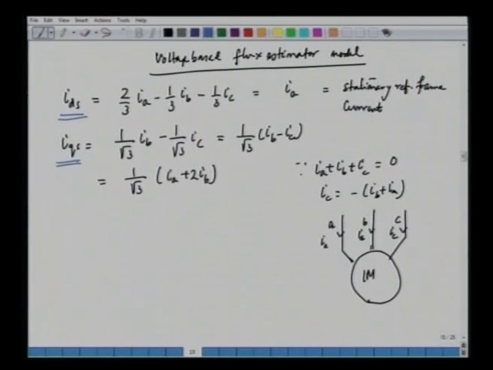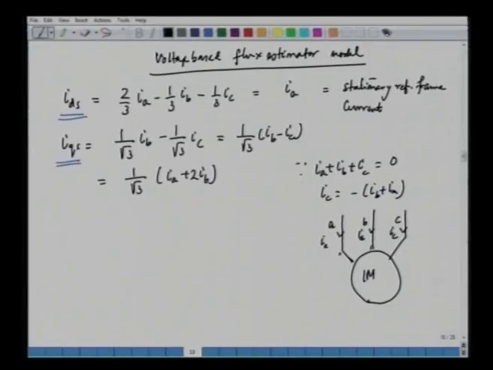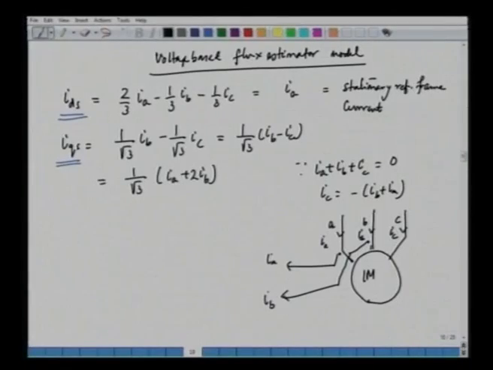If we have a current sensor here, this current sensor will be giving us IA, and this current sensor will be giving us IB. So, we have IA and IB available to us. From IA and IB, we can find out what is IDS and IQS. And in a similar fashion, we can find out what is VDS and VQS.